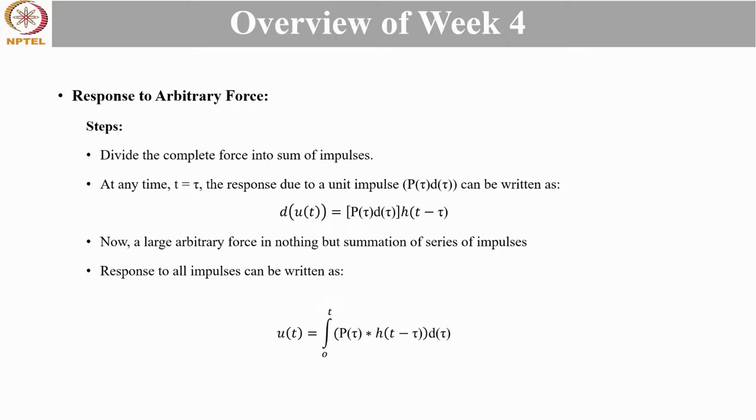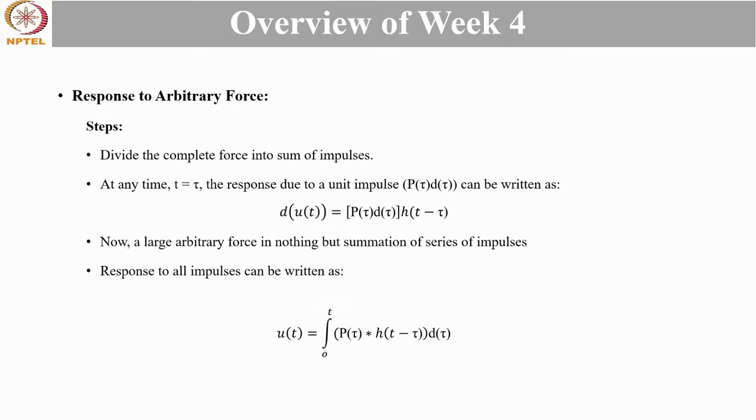Now, at any time tau, the response of a structure to a unit impulse, that is force into time, or P of tau d tau, can be written as follows, where h of t minus tau is the response to the unit impulse. Now, a large arbitrary force is nothing but a summation of a series of impulses. So, the response to all impulses can be written as the following equation. This method of finding response is also known as convolution integral or Duhamel's integral.